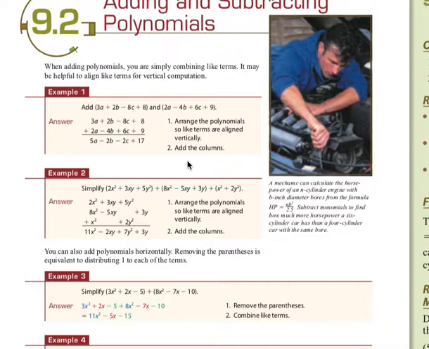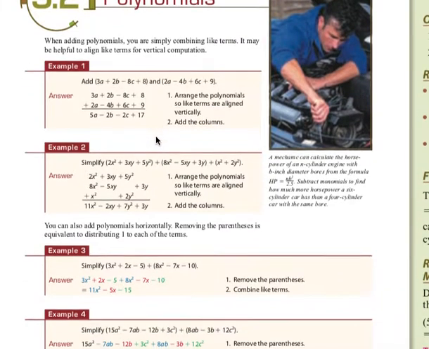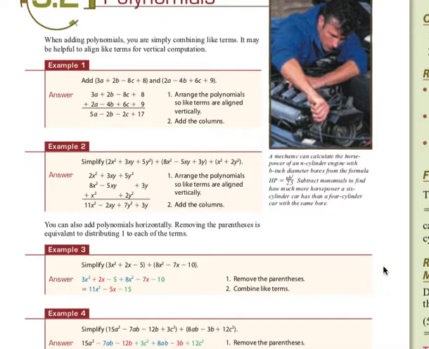So they have the parentheses to show you that they're different polynomials, but really, since we're just adding them, they're not necessary. Okay, this way they're computing it vertically, and they arranged it so that all of your terms match. So A is with A, B is with B, C is with C, and you have our constants over here at the end.